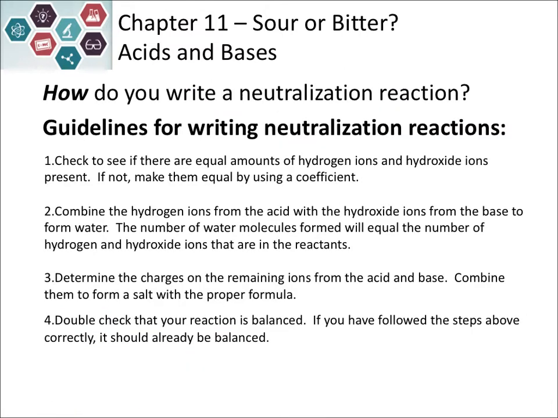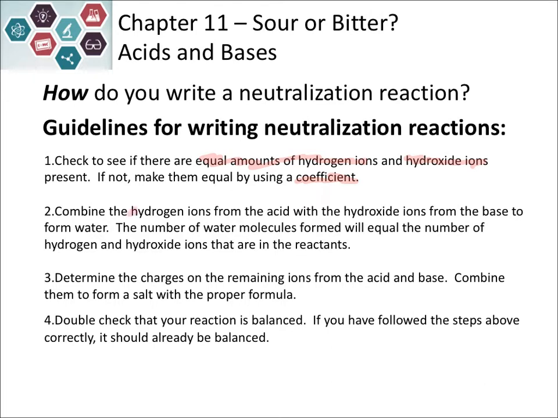Again, here's some guidelines for writing neutralization reactions. One quick shortcut is you want to see if you have equal amounts of hydrogen ions and hydroxide ions. You have to have equal amounts. If it's not a 1-to-1 ratio just with formulas, then you can make them equal by using a coefficient, or in a sense balancing your reaction.